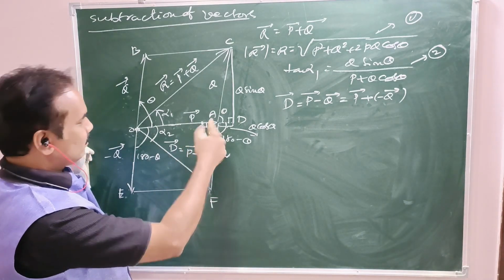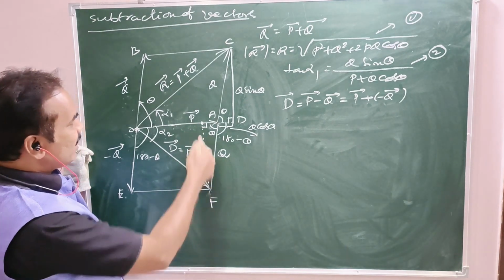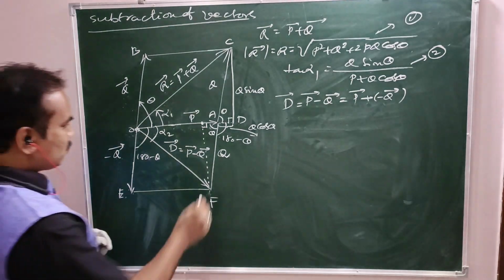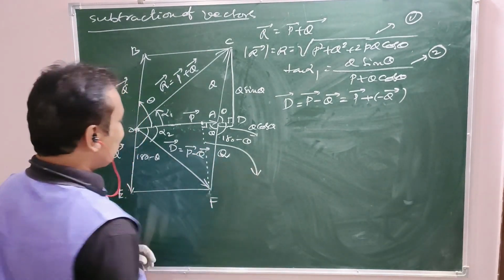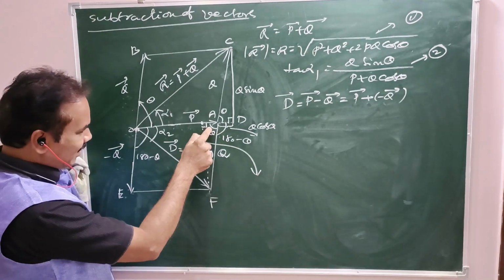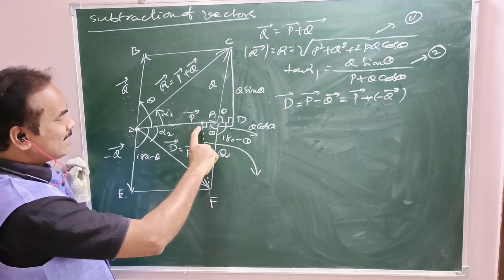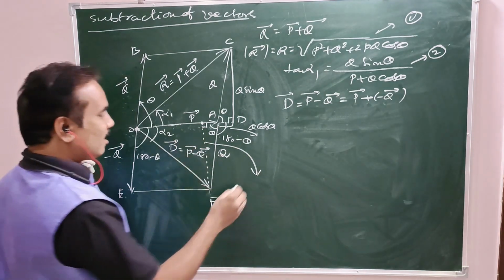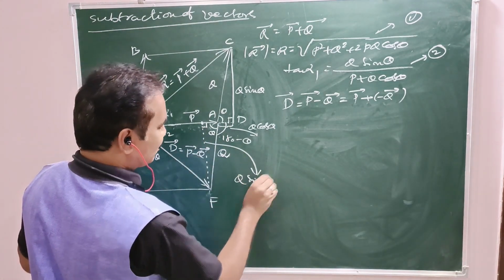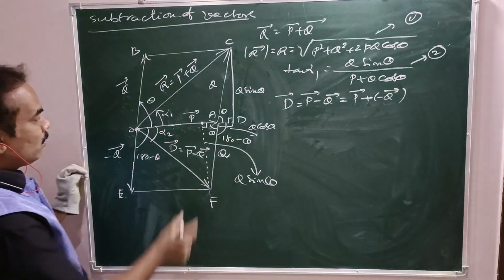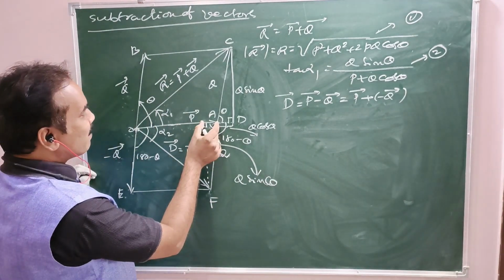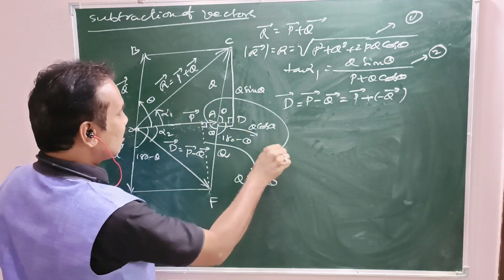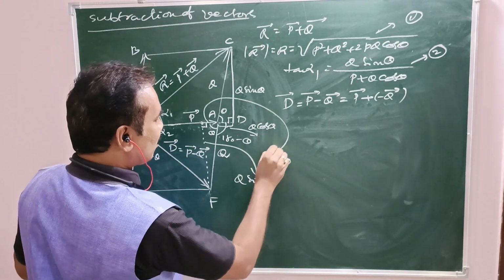Now with respect to this theta, this is the opposite side and this is the adjacent side. So this opposite side, with respect to this theta, in the sense we have to consider sine theta. So what is this measurement? Q sine theta. Now this measurement is Q cos theta.